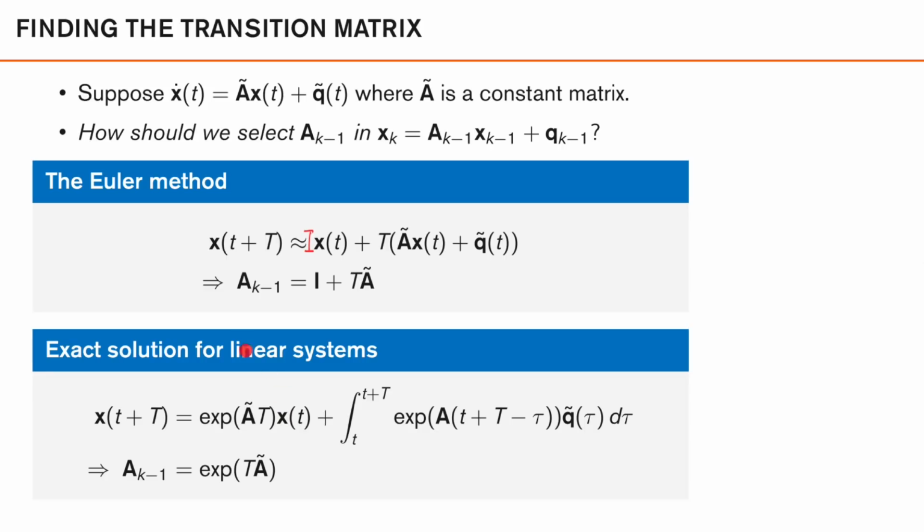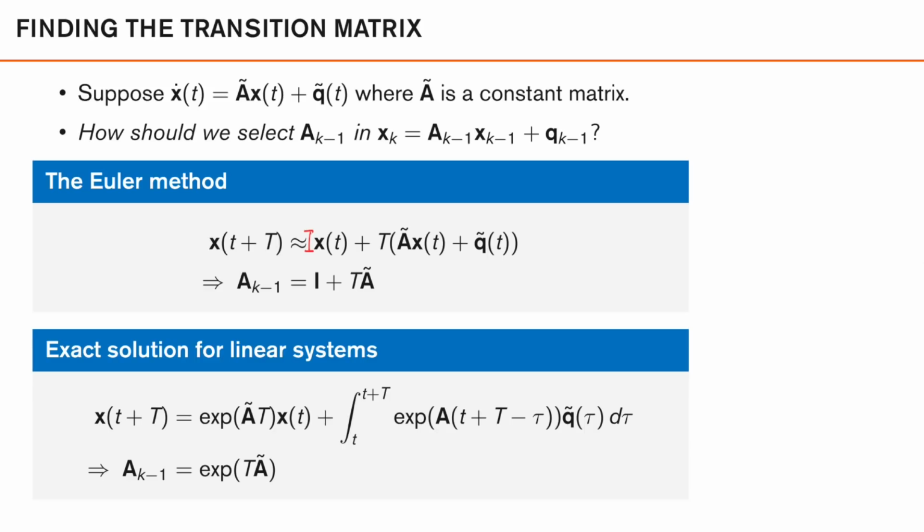If we compare the two solutions, the Euler method and the exact solution, we can see that the Euler method actually corresponds to the Taylor expansion of the exact solution if we only include the first two terms. I would also like to point out that normally it's better to use the exact solution than the Euler method, but I think the comparison is interesting since the Euler method is easier to apply, especially for nonlinear systems.